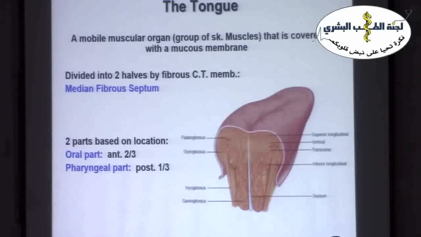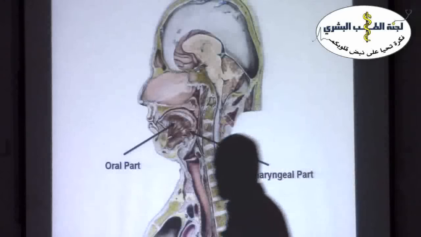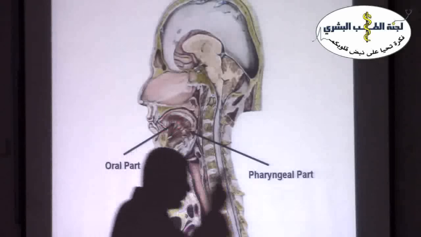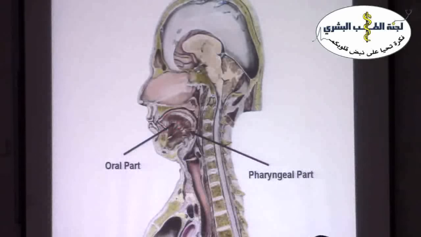When we look to the embryological origin now of the tongue, guys, this is important. The tongue actually develops from two different origins. One from the oral cavity, the anterior two-thirds, and that's why it's located within the oral cavity. The anterior two-thirds of the tongue develop from within the oral cavity, and we refer to them as the oral part of the tongue. While the posterior third of the tongue develops within the pharynx. And that's why we refer to this posterior third as the pharyngeal part of the tongue.